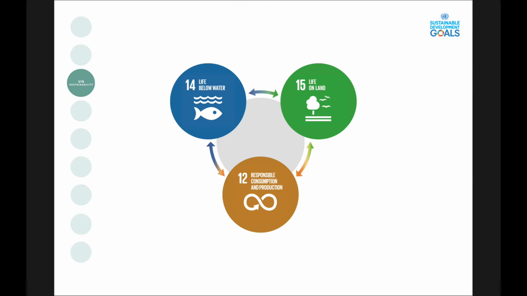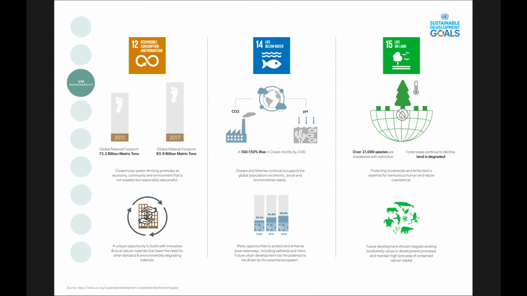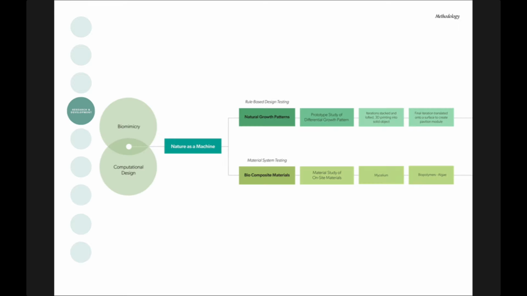The project will address three chosen UN sustainability goals that work together to design a regenerative concept: responsible consumption and production, life below water, and life on land. There's a unique opportunity to build with local and innovative materials, using water ecosystems to drive design and to further enhance Sydney Olympic Park's great initiative to protect local biodiversity in future development.